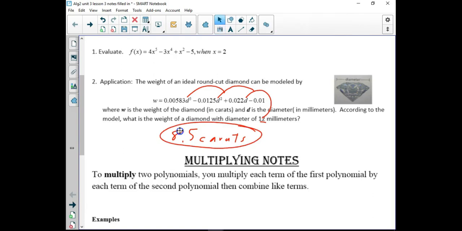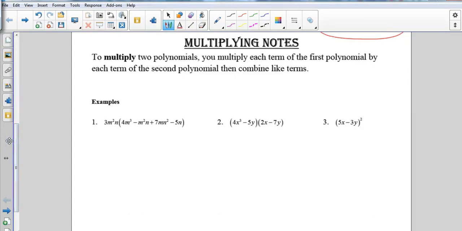That's it. So to multiply two polynomials, you multiply each term of the first by each term of the second, then combine like terms. So basically what we're doing is we are distributing. So we're going to multiply 3m squared n times each of these terms. And we do that by dealing with sign, number, variable separately, so as not to get confused. So first off, we're multiplying two positives, we need positive. 3 times 4 is 12.